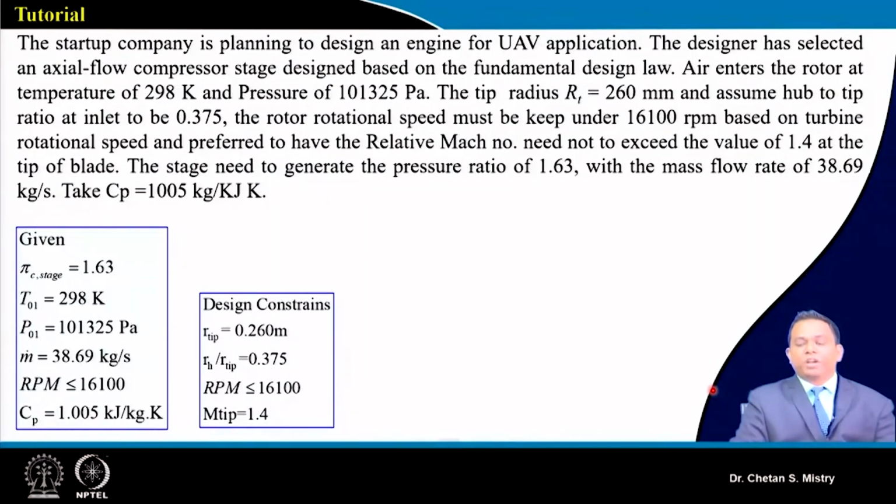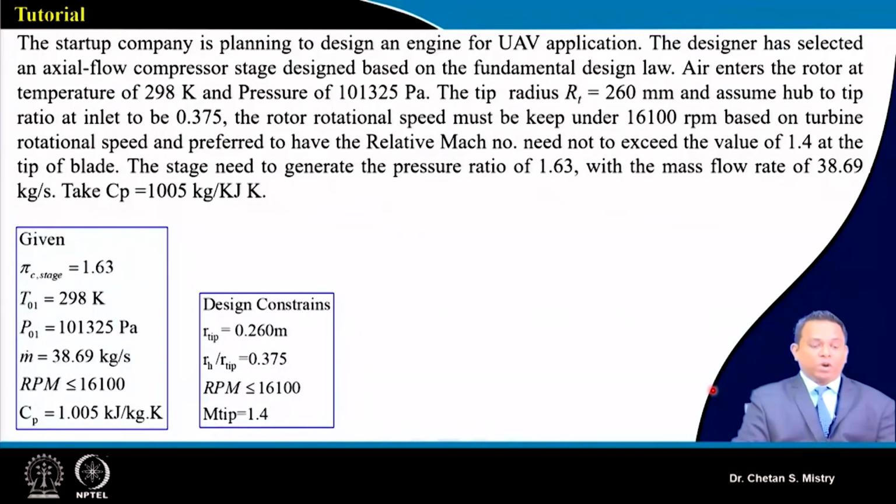The rotational speed must be kept under 16,100 rpm based on the turbine rotational speed, and the relative Mach number should not exceed 1.4 at the tip. The stage needs to generate a pressure ratio of 1.63, which is slightly on the higher side, with a mass flow rate of 38.69 kg per second, and take the value of Cp as 1005 J per kg Kelvin.